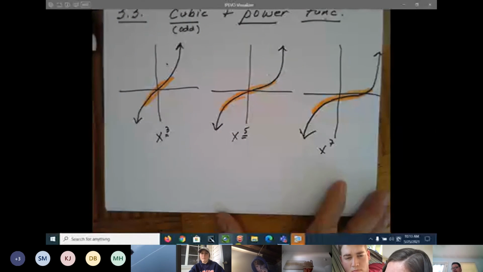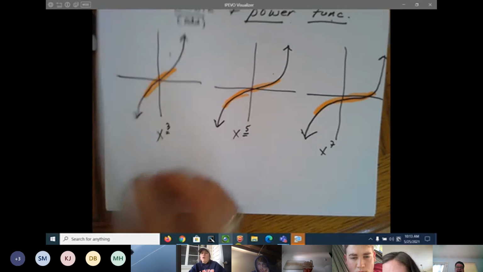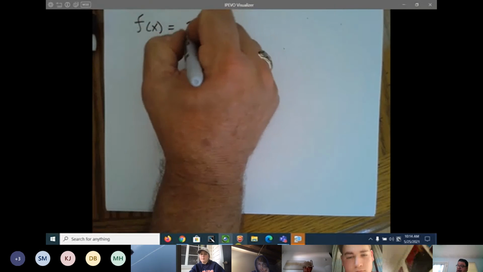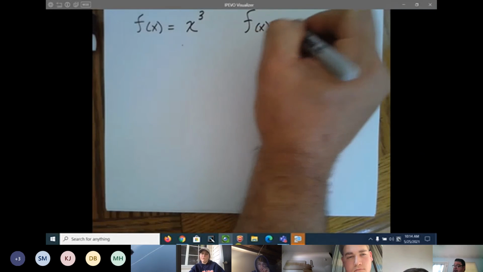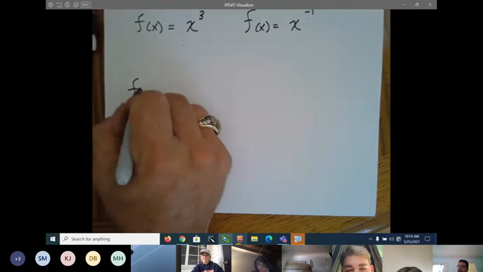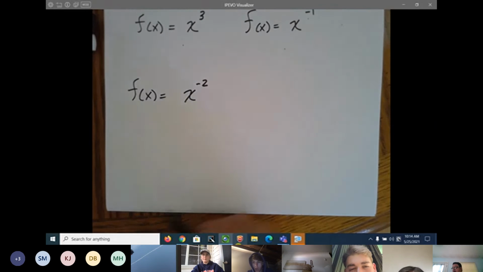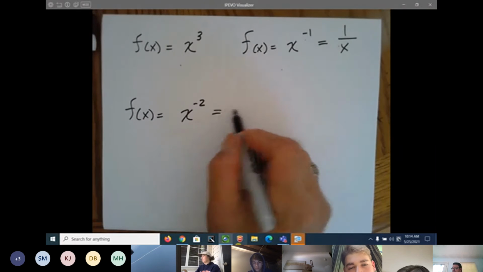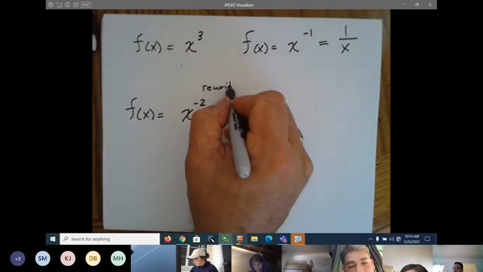So how do you solve these? Well, you solve them using the cube root or take the cube or cube. You also rewrite. You can have functions that look like f of x is equal to x to the third power. You can have f of x is equal to x to the -1 power. And you can have f of x is equal to x to the -2 power. And you're going to change this to 1 over x. And you're going to change this to 1 over x squared. So you can rewrite some of these because of the negative.